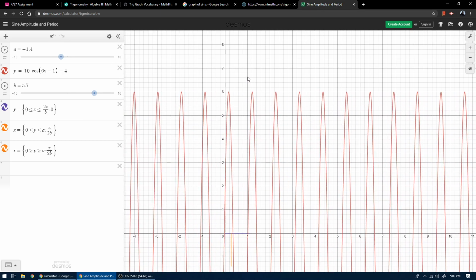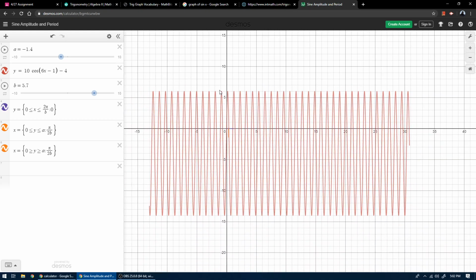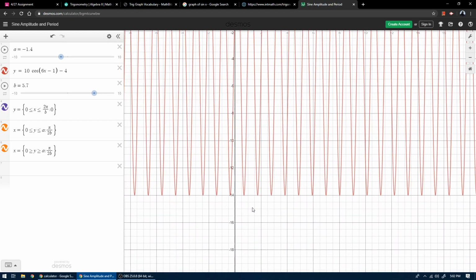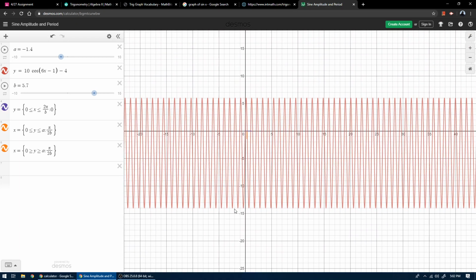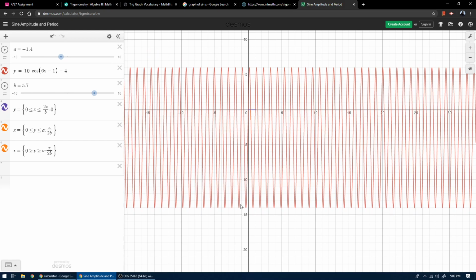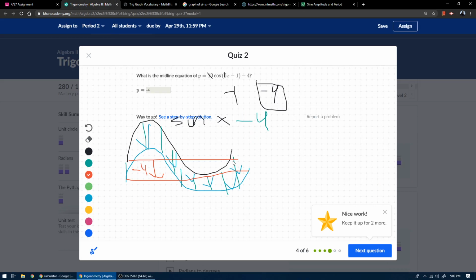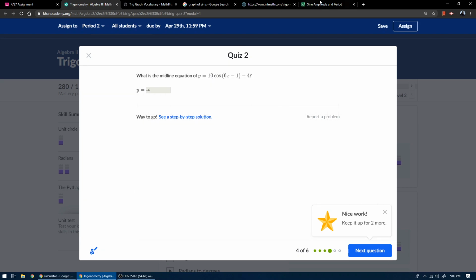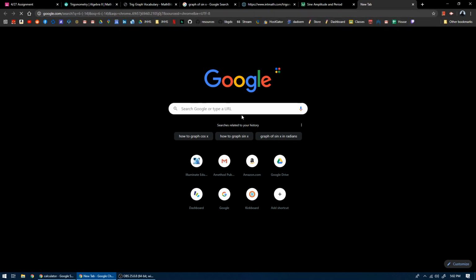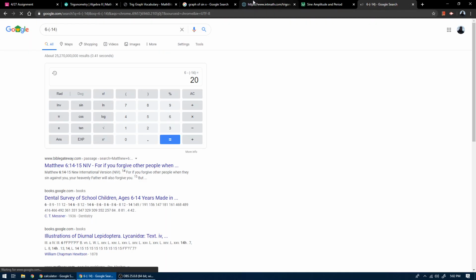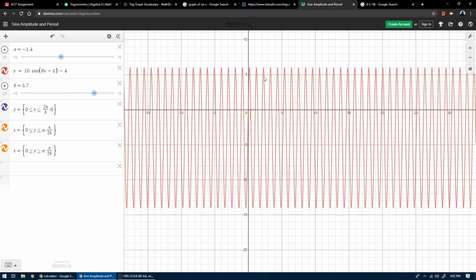Well, what's this high point right here? It's 6, right? This is 6 up here. What's this point down here? It's -14. Okay. Now, what's the distance from 6 to -14? The distance from 6 to -14 is 20 units. This is 20 units long.